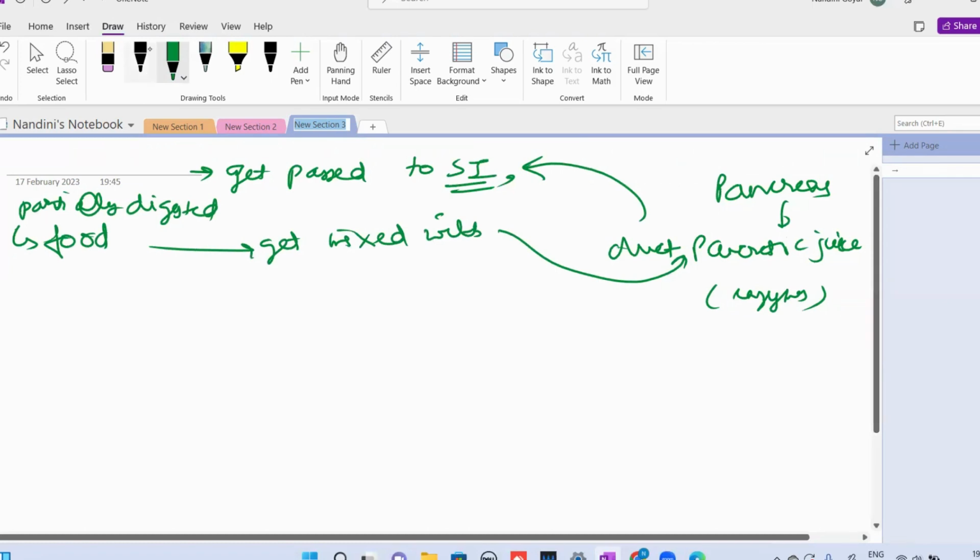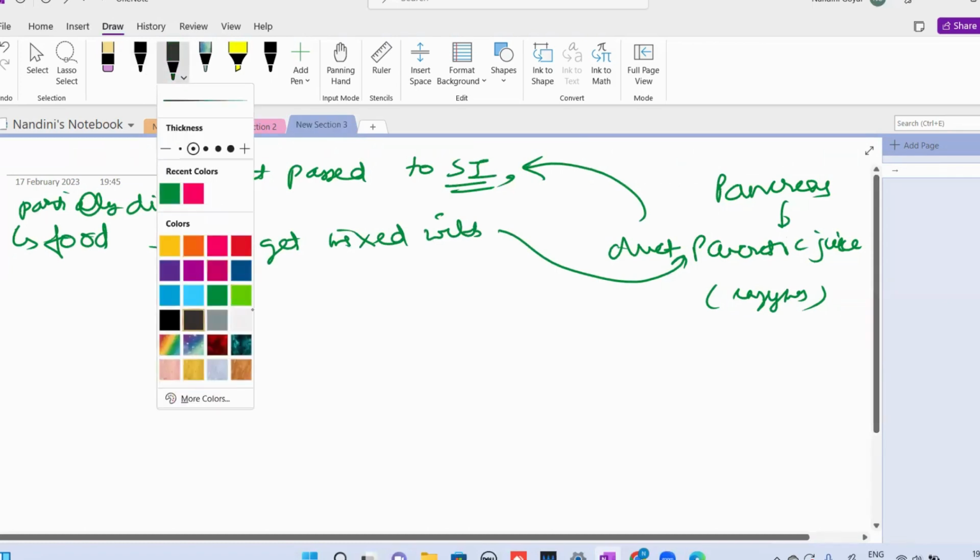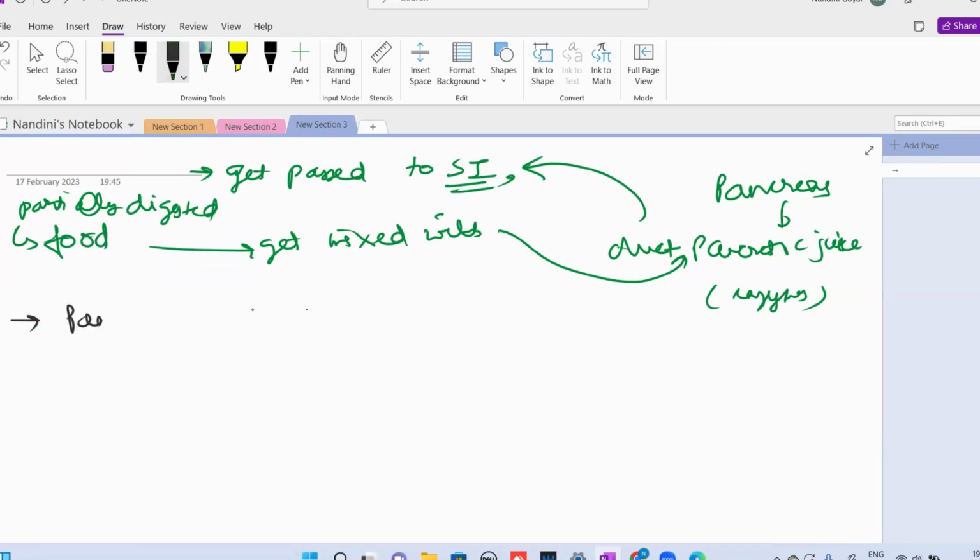Now this pancreatic juice also has amylase, and this amylase is called pancreatic amylase. So we have two kinds of amylase. The first one is salivary amylase, the second one is pancreatic amylase. Salivary amylase is secreted by the salivary gland and acts in the mouth. This pancreatic amylase is secreted by the pancreas and acts in the small intestine.